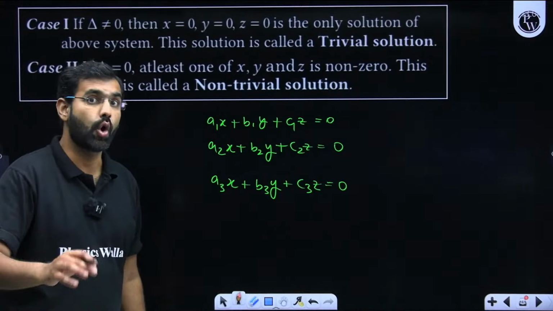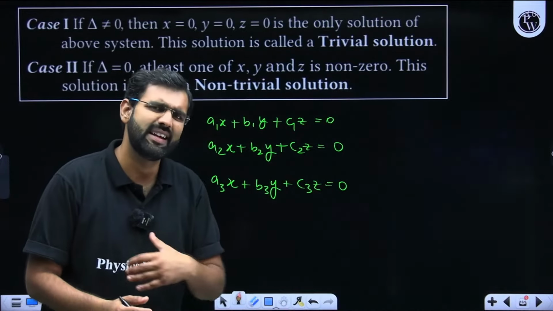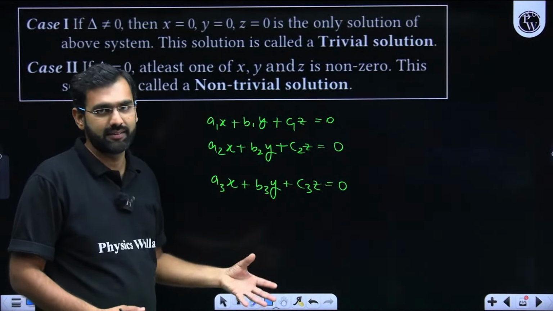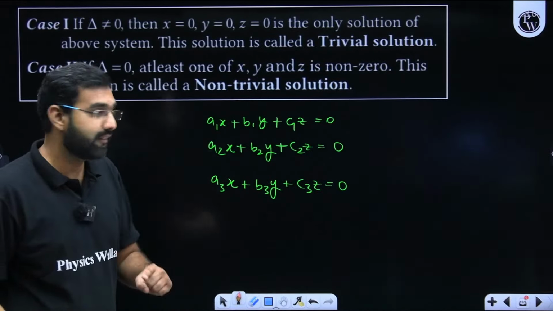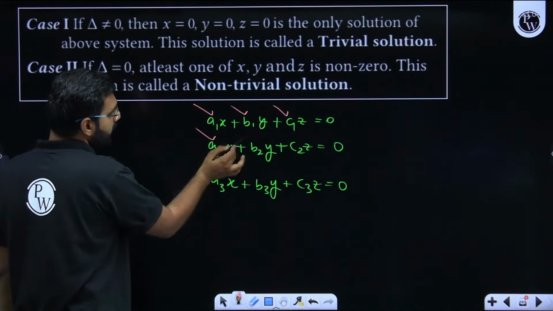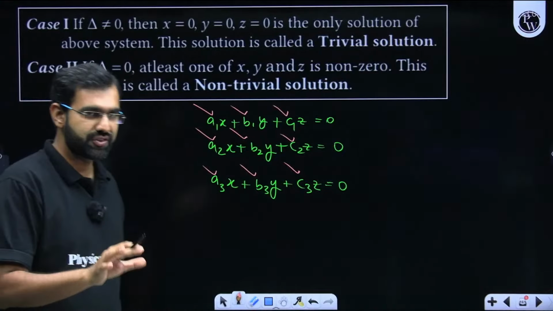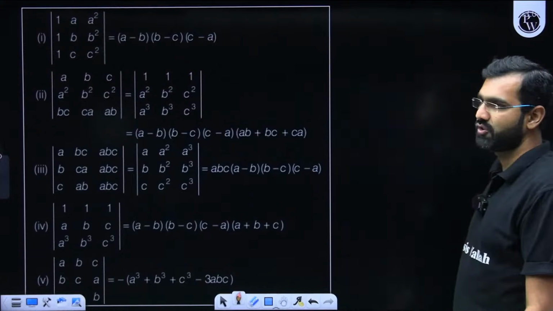But let's say there is a non-trivial solution as well. Non-trivial means that apart from 0, 0, 0, there is some other coordinate which is lying in all these three planes. In that case, we say that it has a non-trivial solution. For a non-trivial solution, we know the determinant of A1, B1, C1, A2, B2, C2, and A3, B3, C3 should be 0. JEE has constantly been asking questions based on that. So remember that you could be facing questions based on that.